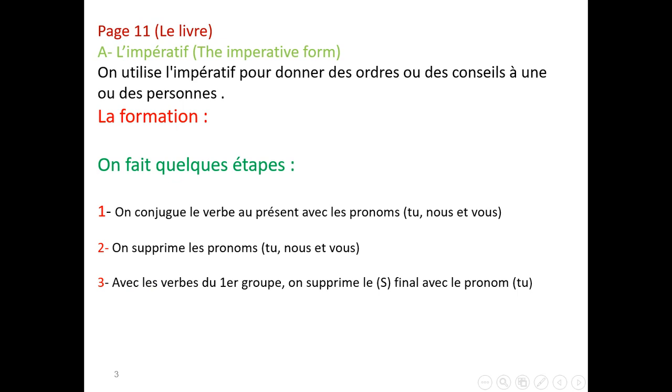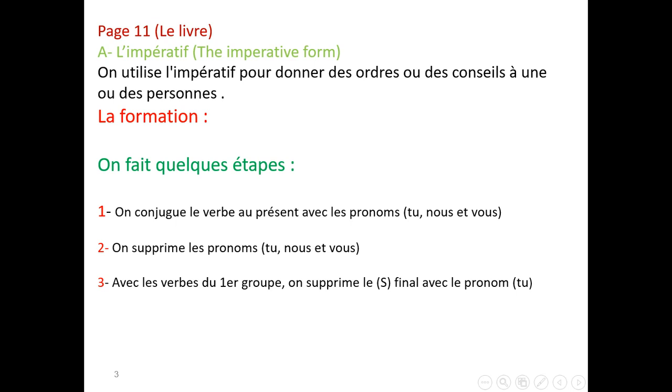On utilise l'impératif pour donner des ordres ou des conseils à une ou des personnes. Meaning the imperative form, we use it for giving orders or advice to one person or many persons. La formation, on fait quelques étapes. To form this imperative form, we have to make some steps. Numéro 1. On conjugue le verbe au présent avec le pronom tu, nous ou vous. First of all, you have to conjugate the verbs with the pronouns tu, nous, vous.